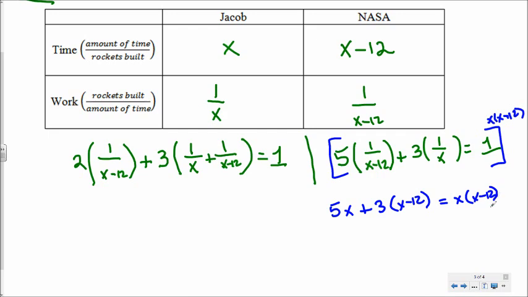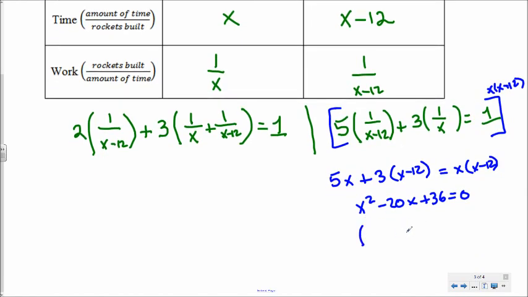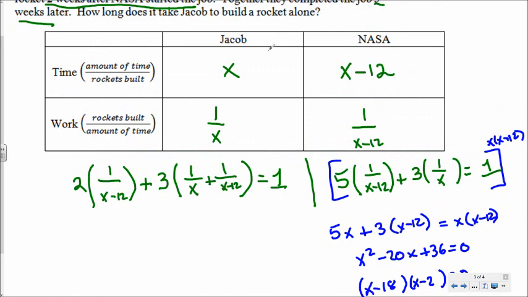which, when I go through and solve, will give me, I'll combine like terms, I get x squared minus 20x plus 36 equals 0. You can confirm that for yourself by pausing the video, but I'm going to continue assuming it's correct. It looks like it factors to x minus 18 times x minus 2, which gives me 2 solutions, 18 and 2.